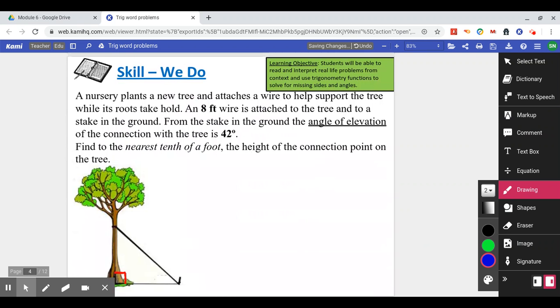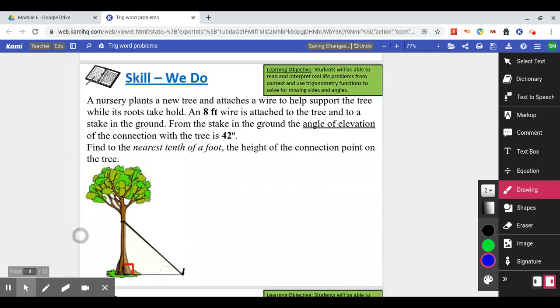Okay, now we will be doing problem number one. Problem number one, we have a story. There's a nursery that plants a new tree. There's a picture, and attaches a wire to support the tree while its roots take hold. Hopefully you've seen in real life when you walk around, there's trees that have a wire attached. Notice the wire is not attached to the top of the tree, it's attached to the trunk. And there's a stake in the ground so that the wire stays put and it doesn't get loose, otherwise it wouldn't serve its purpose. Okay, let's keep reading.